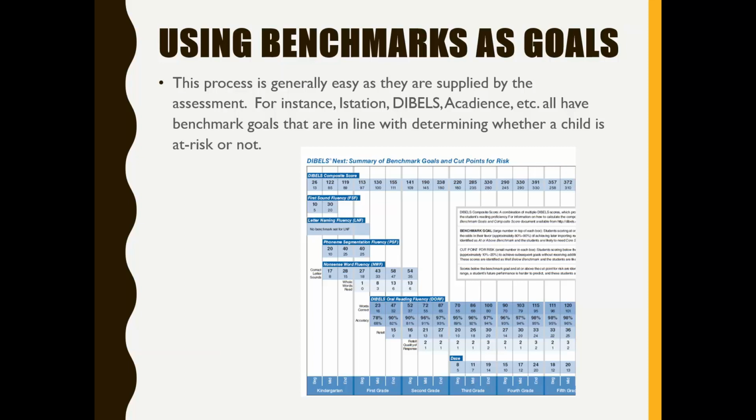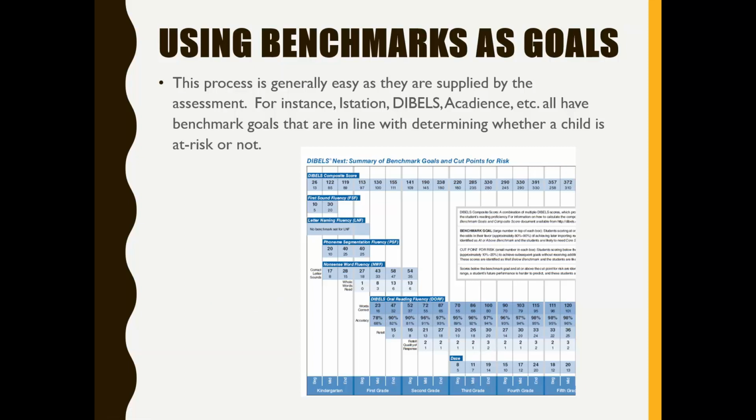Now the thing to understand with benchmarks is that a benchmark is where you're supposed to be, but they're all based on predictive validity. So if a child is coming out as not at risk at a particular time, let's do an example here. Let's say we have a first grader, and in the middle of the year, they're reading 23 words correct or more. That suggests they're in really good shape to meet the next benchmark, and they're on track educationally. That may or may not be aligned with a certain percentile goal.